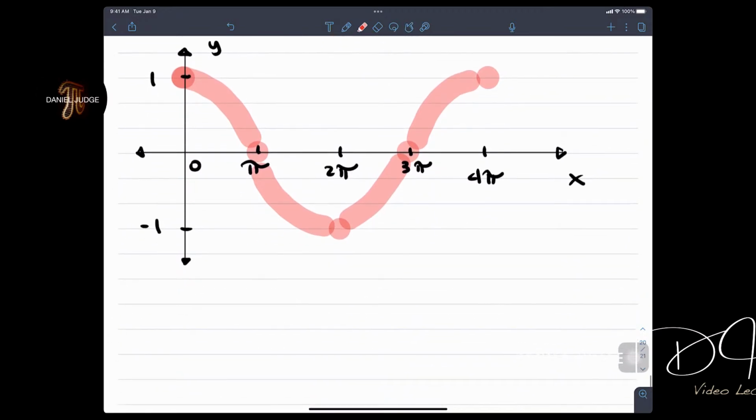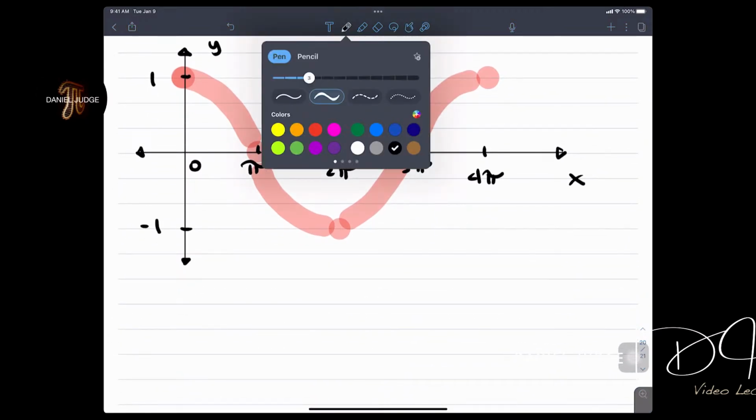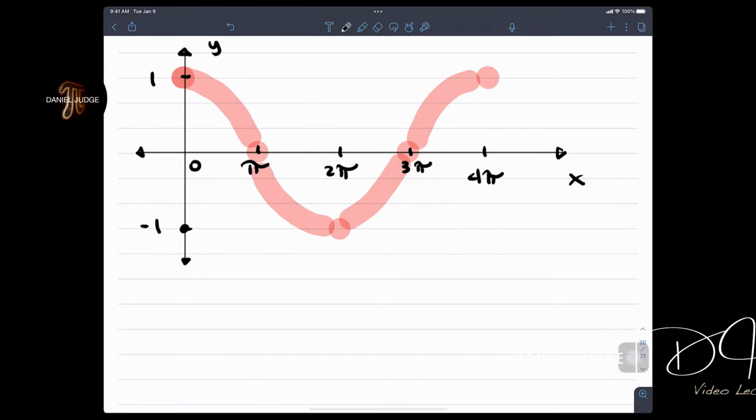So we're going to reflect it. And so now, instead of the largest value, you're at the smallest value. You're back to the x-axis. The smallest value becomes the largest. You get back to the x-axis. Largest value becomes the smallest. There you go.